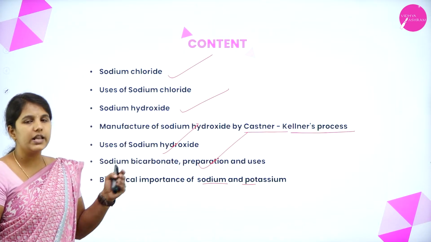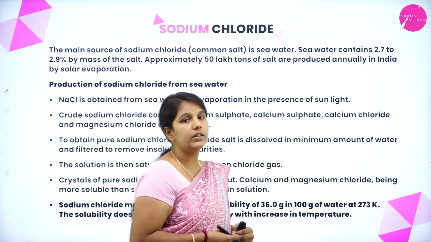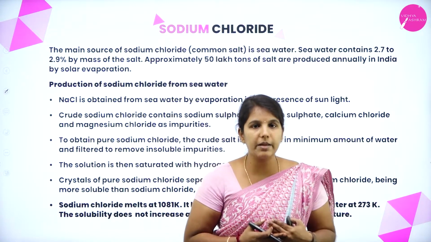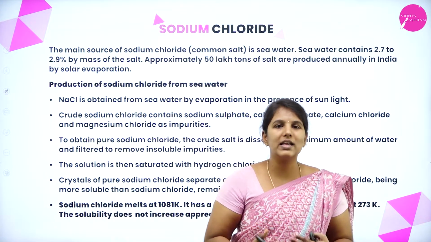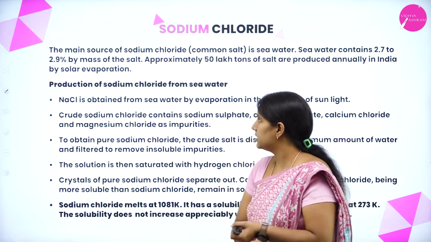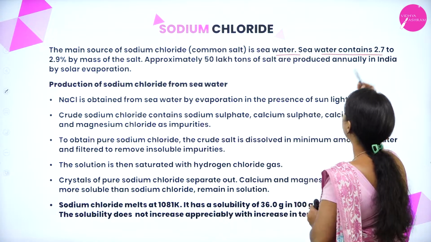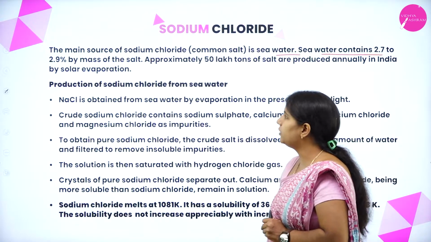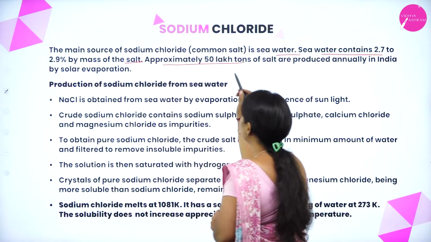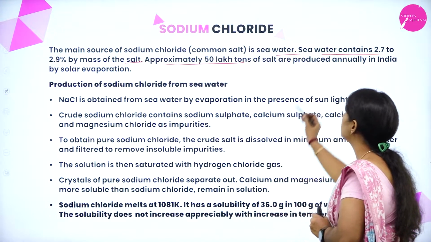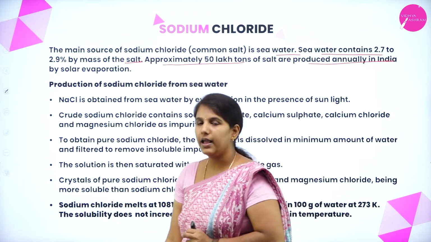Okay. So firstly, I'll go with sodium chloride. We are all very familiar with sodium chloride because this is the table salt which we use in our daily life to enhance the taste of our food. Is it right? Yes. The main source of sodium chloride is seawater, which consists of 2.7 to 2.9% salt by mass. Approximately 50 lakh tons of salt is produced annually in India by solar evaporation.